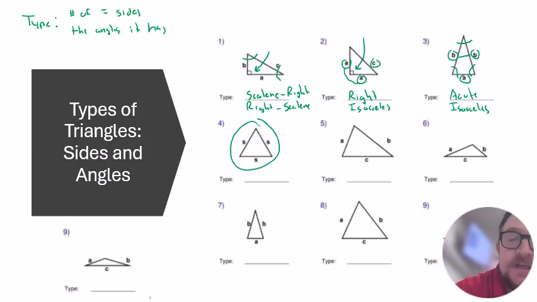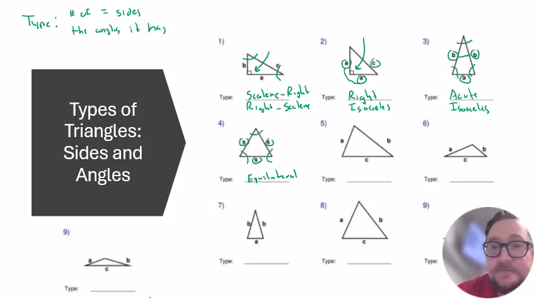If we look at this one, we see that all side lengths are the same, S, S, and S, and that makes this equilateral. Remember, equilateral means all angles are the same and acute, and all side lengths are the same.